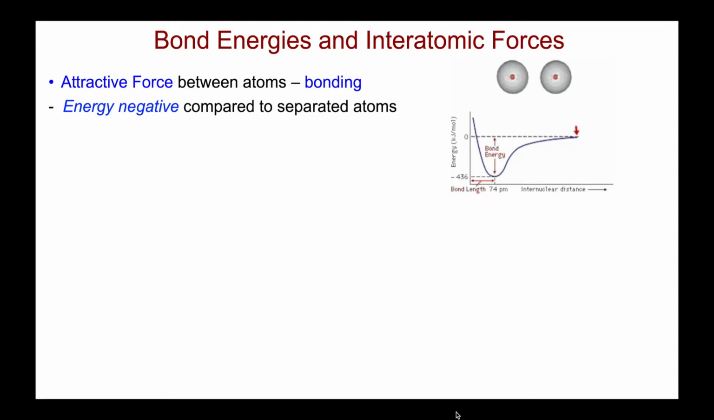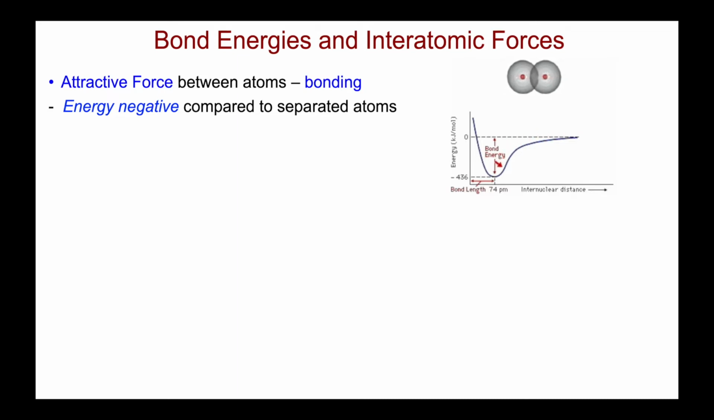We'll begin by looking at the bonding energetics of a single bond in a solid. As the two atoms approach each other, the attractive forces lower the energy of the system to provide a bonding interaction, and the energy is negative compared to the separated atoms. Let's bring these two atoms closer together and we can follow the change in the energy with distance. So as they approach, the energy is lowered.